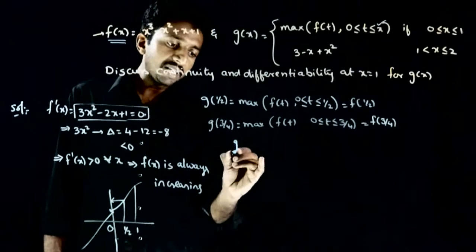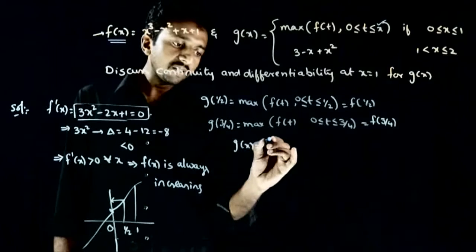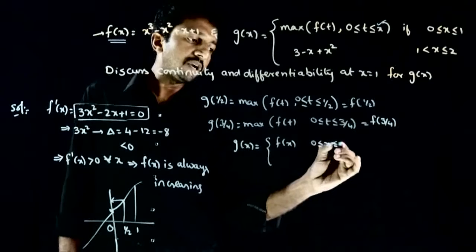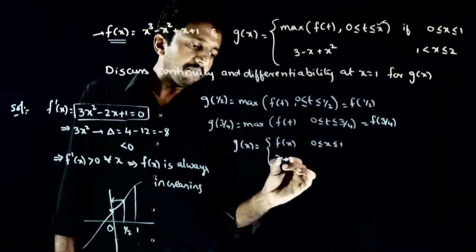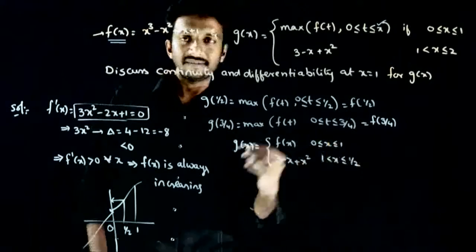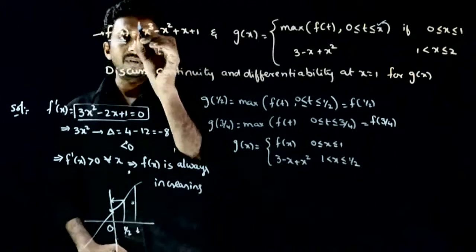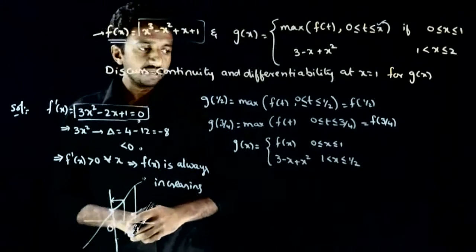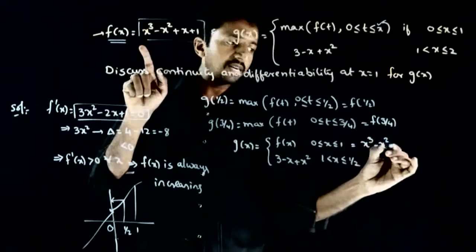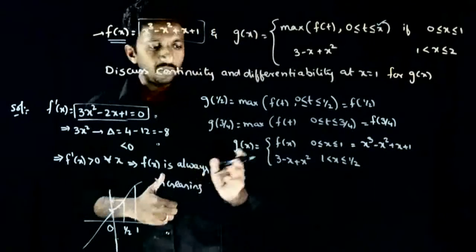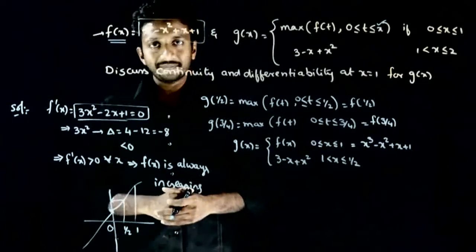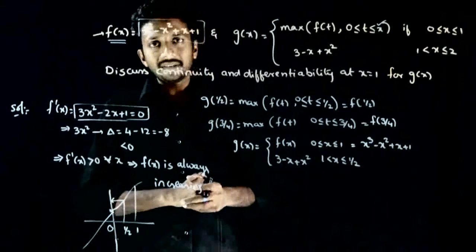So the function can be written as g of x is equal to f of x if x lies between 0 and 1, and 3 minus x plus x square if 1 less than x less than or equal to 2. And f of x already आपको दे दिया, this is a cubic function, ठीक है, that is f of x is x cube minus x square plus x plus 1. So g of x is this function between 0 and 1, this function between 1 and 2. So now let us try to analyze the continuity and differentiability.